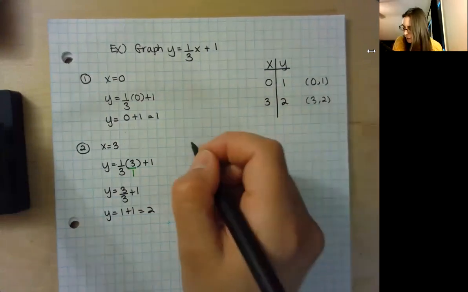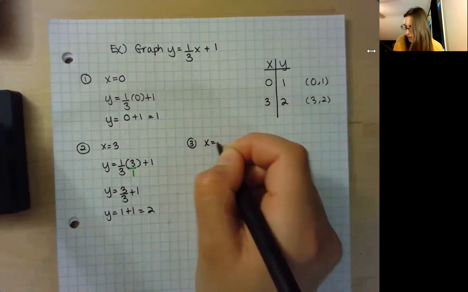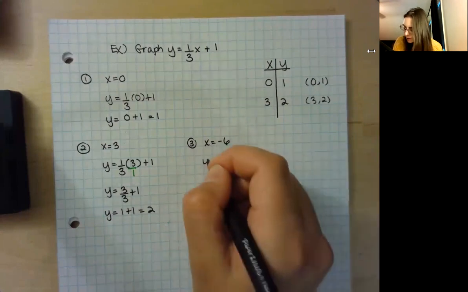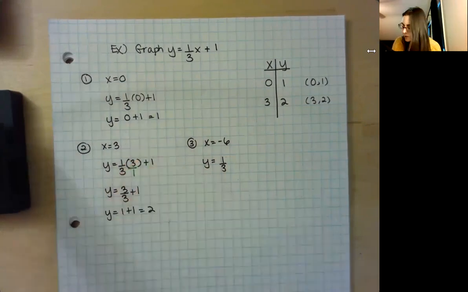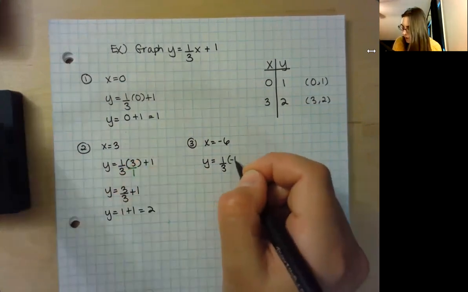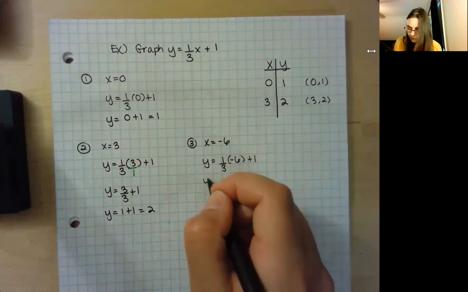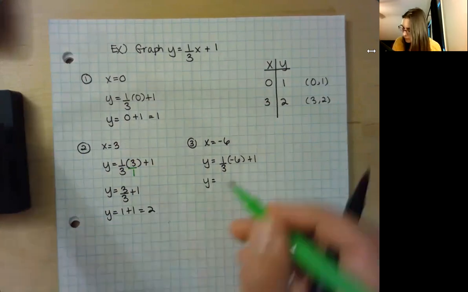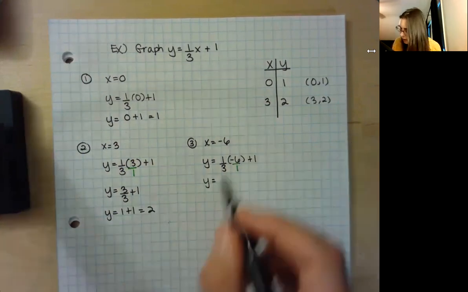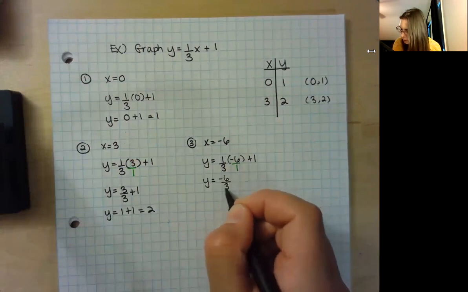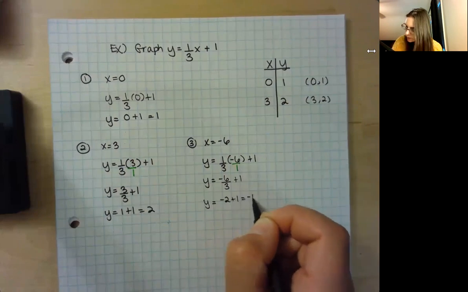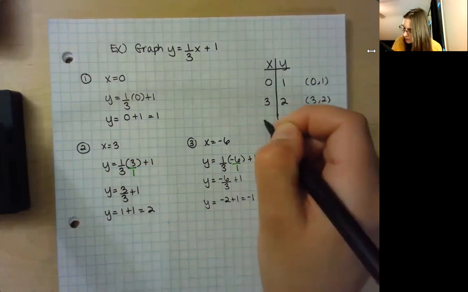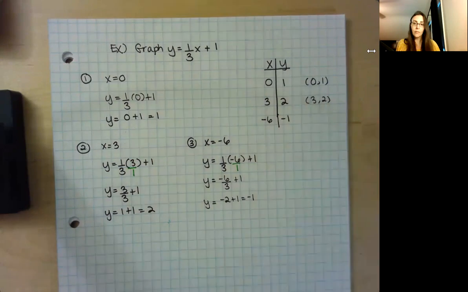I'm going to pick another one. I'm going to choose x equals negative 6 this time. Again, I'm just trying to think of values that when I divide by a 3 are going to cancel out. And I know 6 divided by 3 is 2, so I'm going to choose that. So I end up with negative 6 over 3 plus 1. Well, negative 6 over 3 is negative 2, plus 1 is negative 1. So I have negative 6, comma negative 1. And that should be plenty. So I have lots of points here.